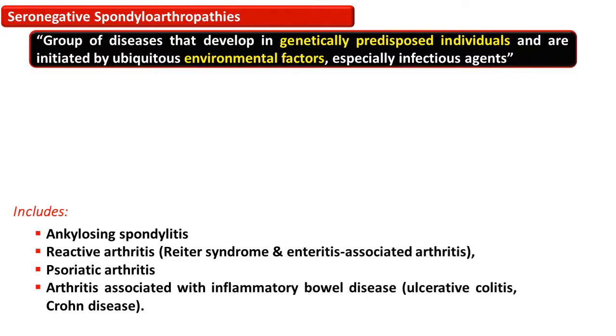The entities which are included in the seronegative spondyloarthropathies are ankylosing spondylitis, reactive arthritis, psoriatic arthritis, and arthritis associated with inflammatory bowel disease.